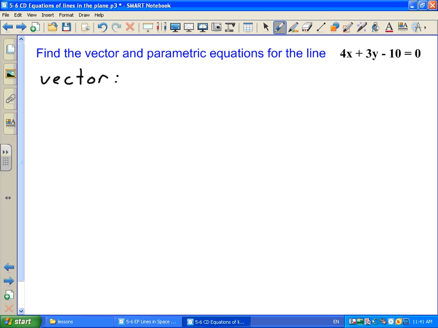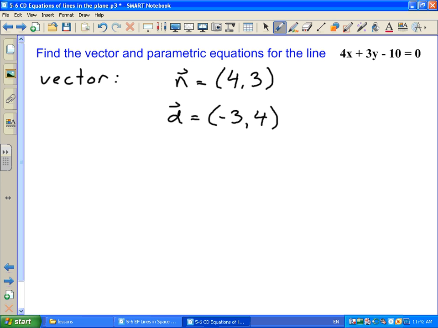And really, this is just the opposite set of steps that we did before. We know if this is our scalar equation, that our normal to this line is going to be, well, what? 4, 3. So if our normal is 4, 3, what can we use as our direction vector? Well, it's got to be perpendicular to our normal, so we can use something like, sure. So that's half of our vector equation right there.